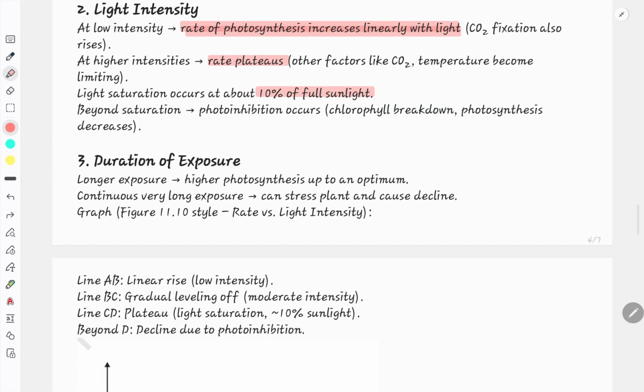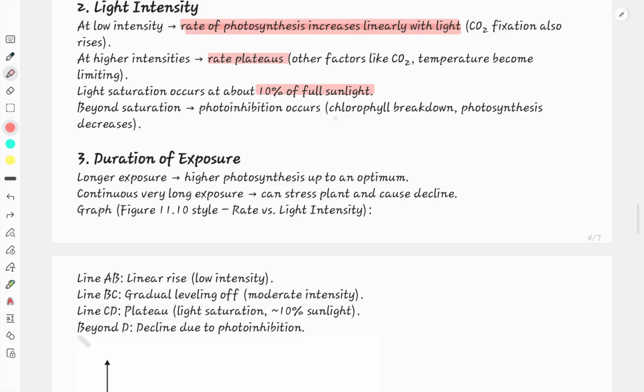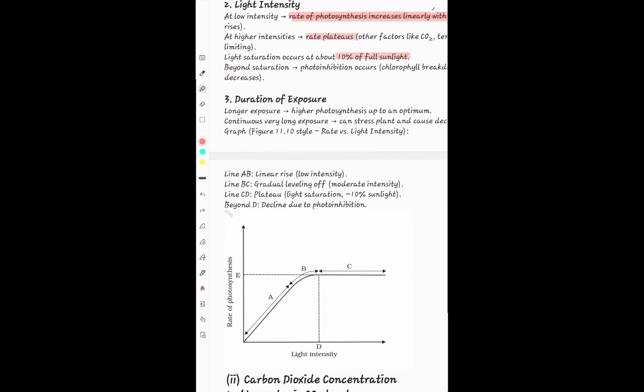Beyond saturation, photoinhibition occurs, chlorophyll breaks down, and photosynthesis decreases. Too much light can also harm the plant; that is what it wants to say.